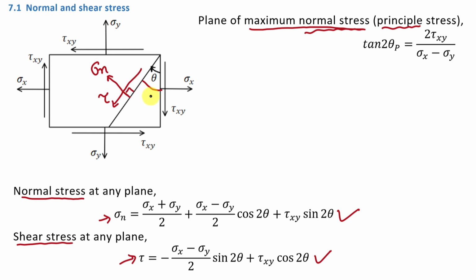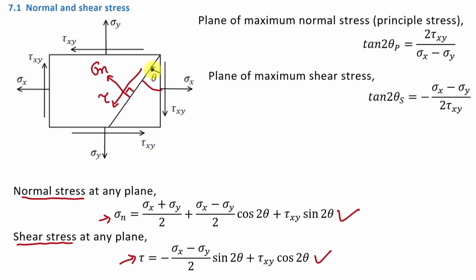And to find the maximum value of normal stress, we have to take d sigma n by d theta. This is the part of mathematics. To find the maximum value of normal stress, we have to take the derivative of that stress with respect to theta. And if you do so, you will get this expression, that is tan 2 theta p is equal to 2 tau xy divided by sigma x minus sigma y. So if it is asked to find the plane of maximum normal stress, then you have to find theta p.